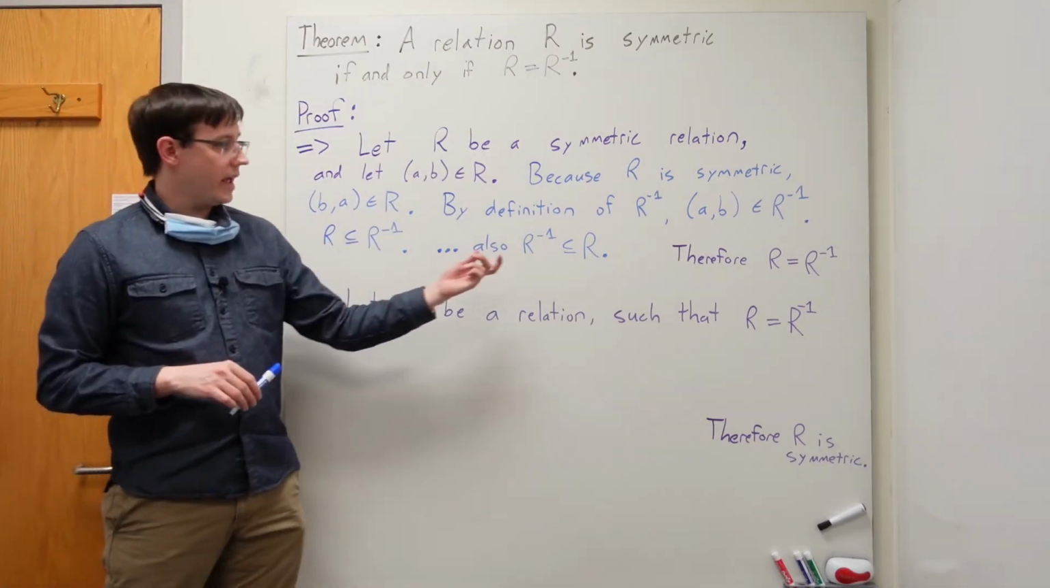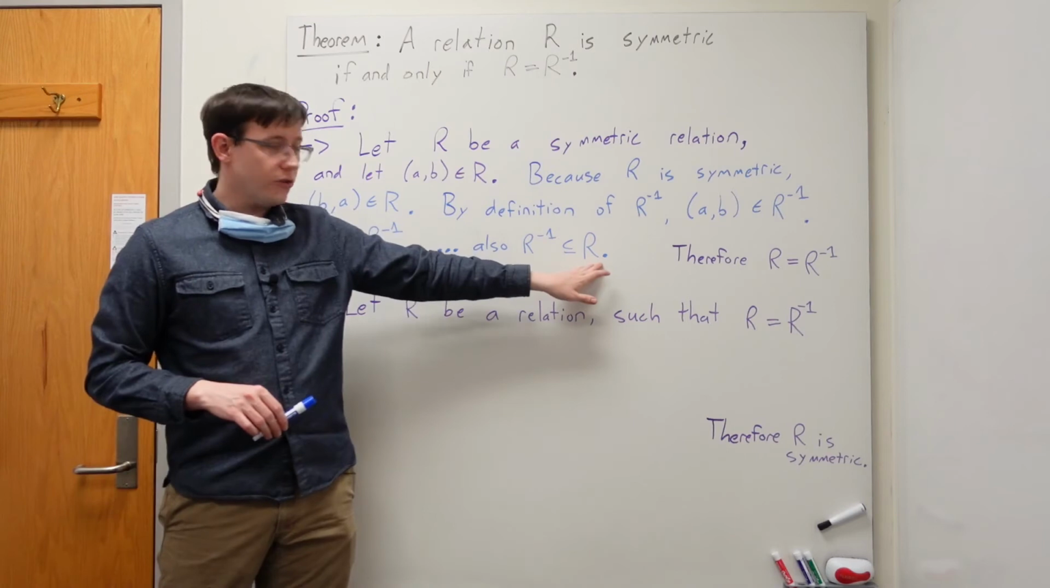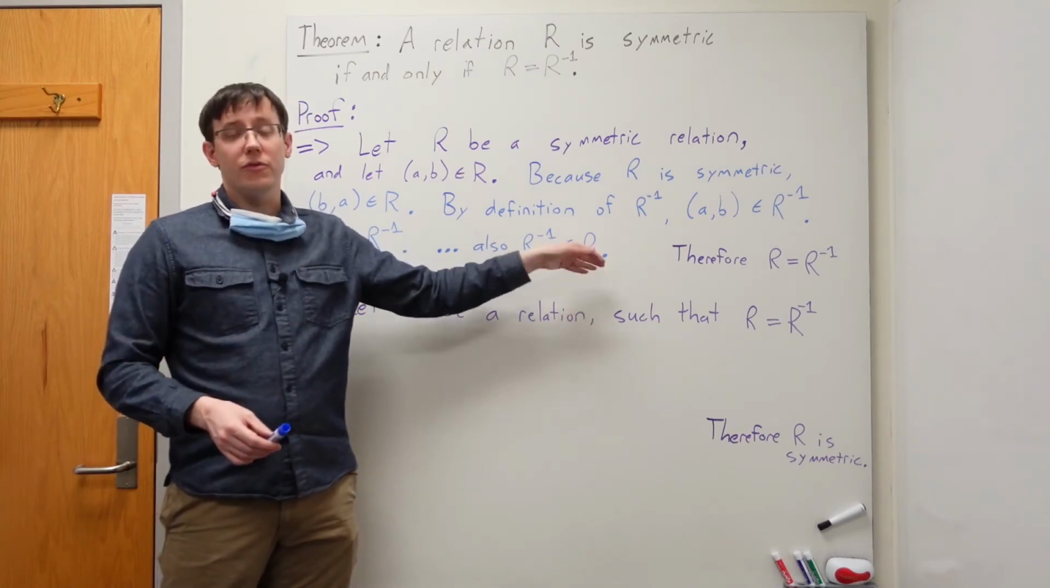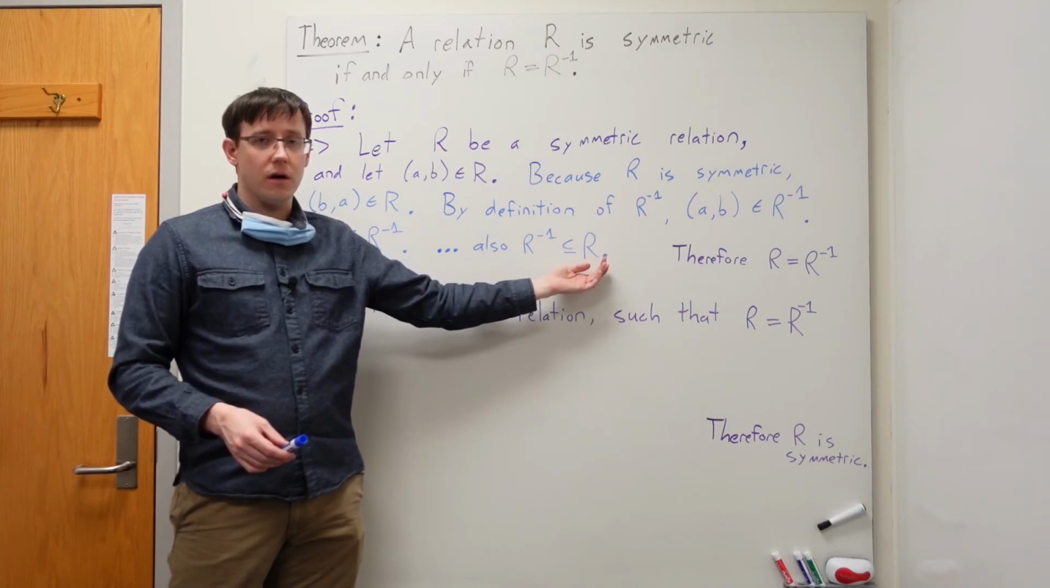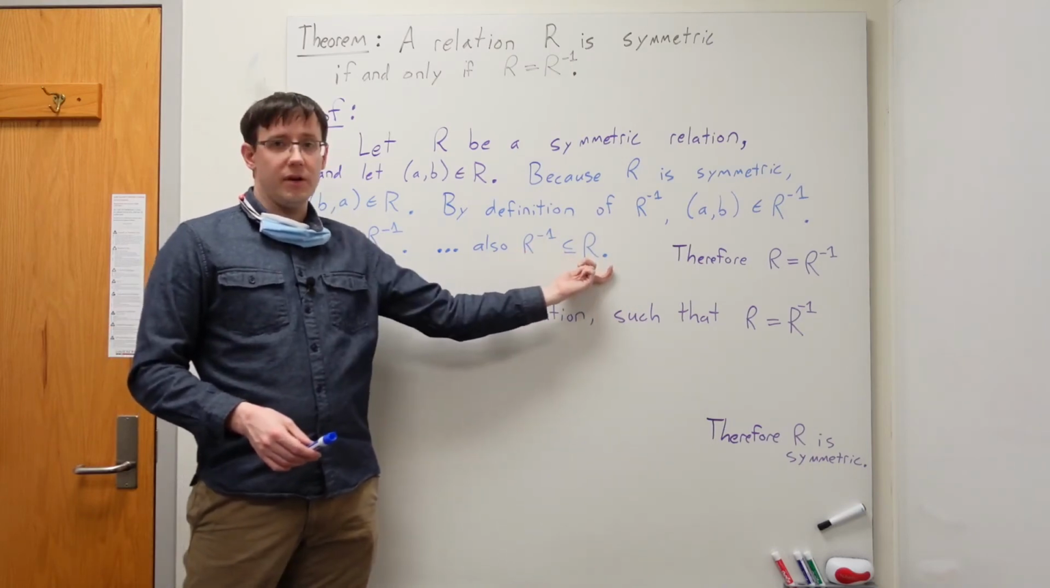We could start with an element of R inverse, and we know that its reverse must be in R. Since R is symmetric, the reverse of that must be in R, and so that means that the element we started with from the inverse is an element of R.